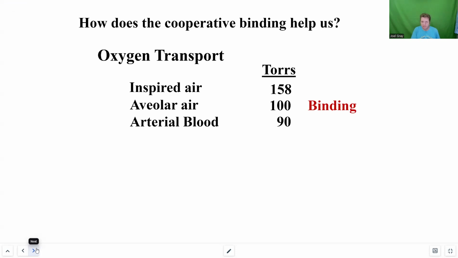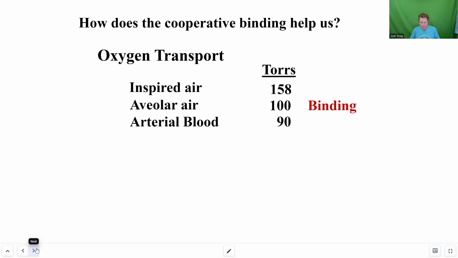So this is where all of our binding is going to take place. We need to give our proteins a very high concentration of O2 so that those hemoglobin proteins will bind O2. So basically, we're just trying to saturate hemoglobin as much as we possibly can by giving it tons and tons of O2.